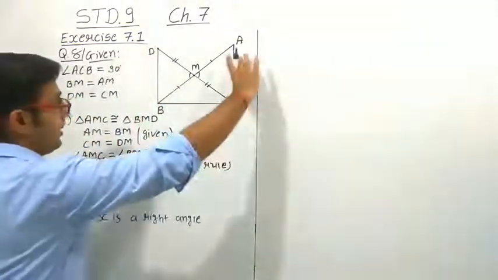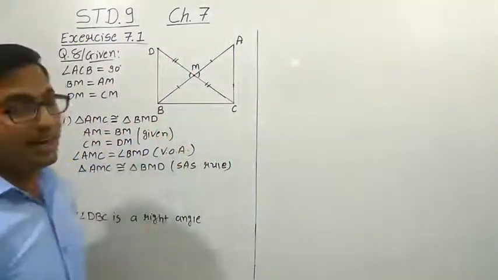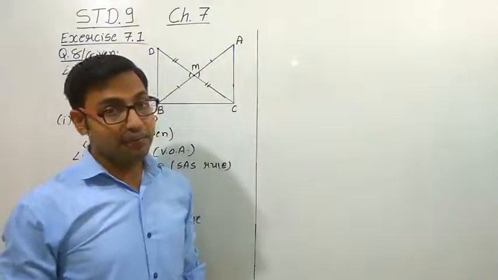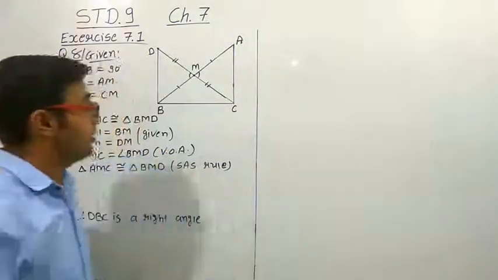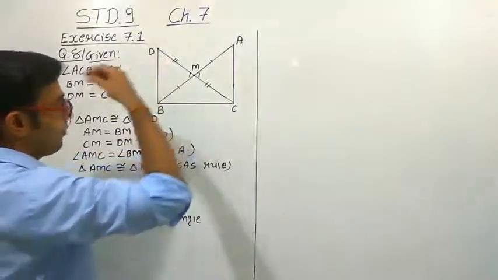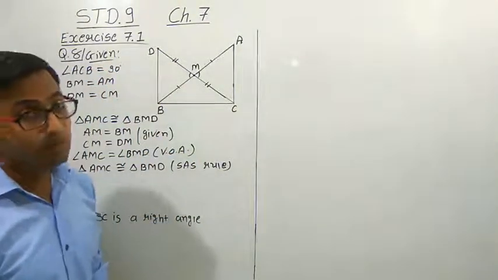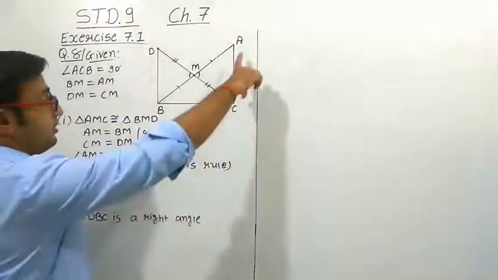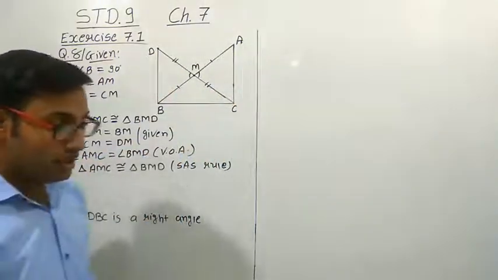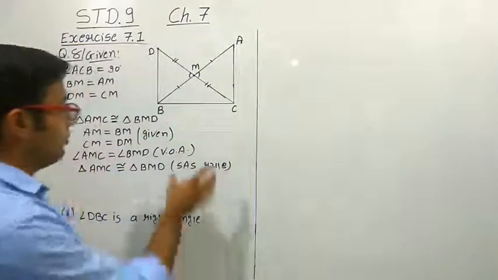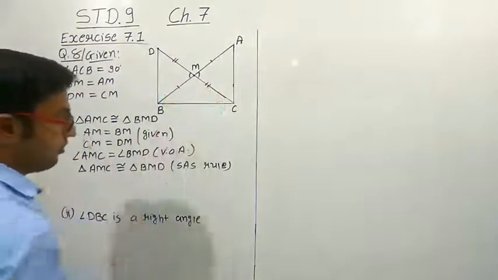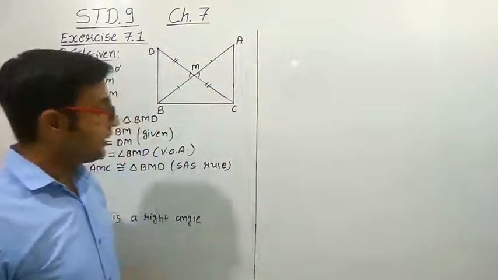But here it is not given that AC and BD are parallel. We can apply this only when it is given that CA and BD are parallel. But this thing is not given. So what can we do? We can prove that AC and DB are parallel. If we can prove this, we can write down that the addition of these two angles will become 180 degree. So how can we prove this?